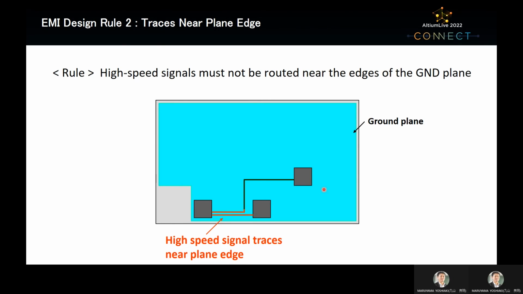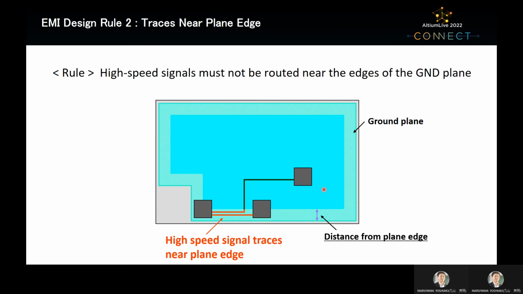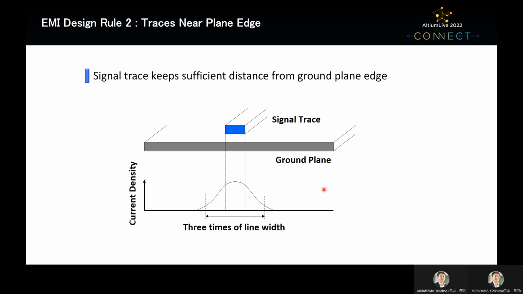Next, I'll describe the basic knowledge of traces near the plane edge. High-speed signals must not pass through the edge of the ground plane. The return current of the signal flows through the edge of the plane, exciting the entire plane. As basic knowledge, I will explain the return current distribution of a signal trace.